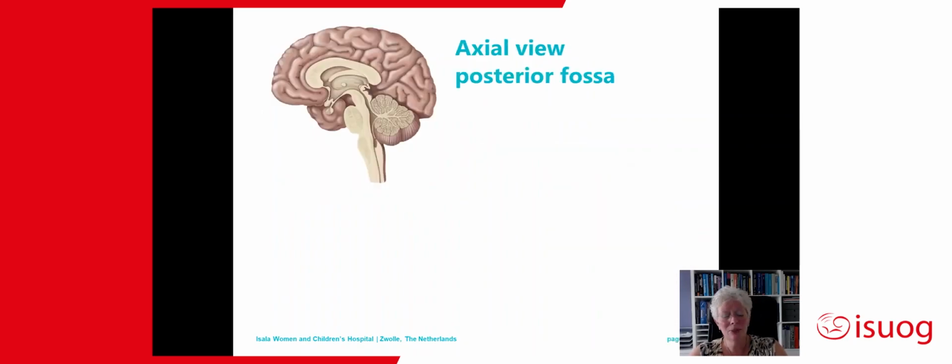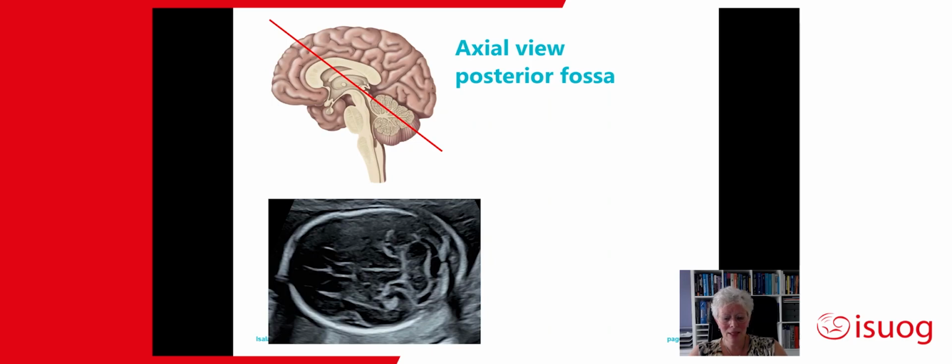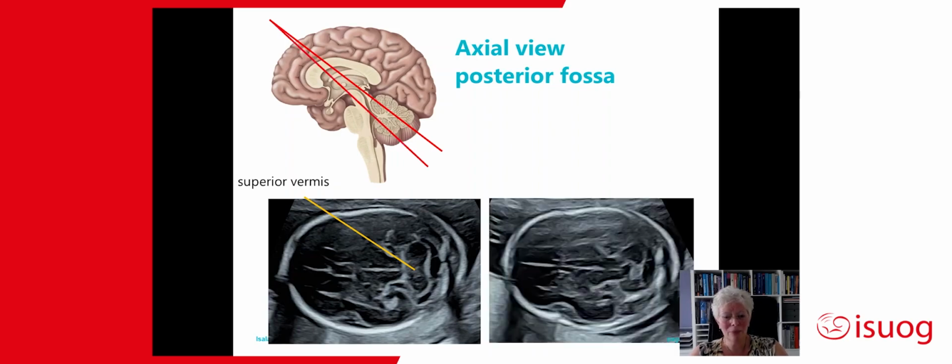First, we're going to take a look at planes that are all familiar. If we make this plane, then we can see here this image where we can see the superior part of the vermis. And if we tilt our transducer a little bit, we can make this plane where we can see the inferior part of the vermis. We can also see the fourth ventricle, which is closed and has no connection here with the cisterna magna.